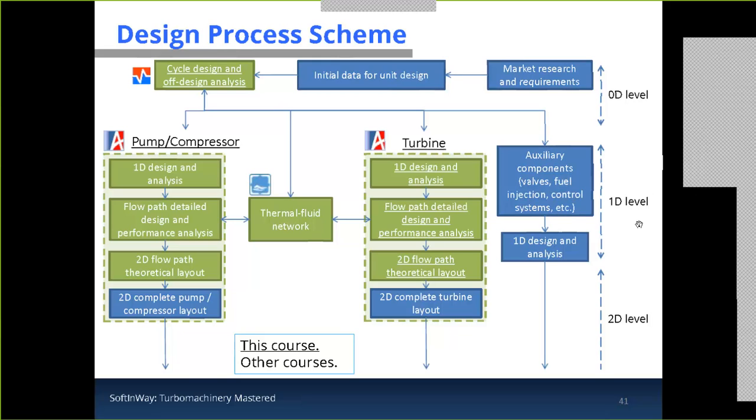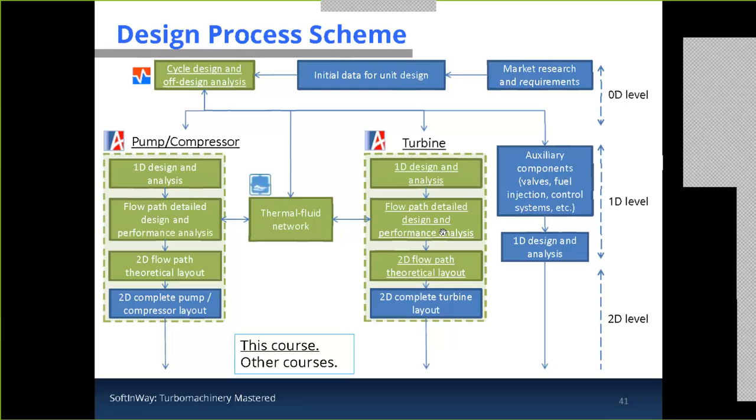So then, at this point, we move on first to the 1D level. Here, the pump, compressor, and the turbine are going to have a similar process, so I'm just going to focus on the turbine. We look at the 1D design and analysis, the flow path detail design, and the performance analysis at design and off-design conditions. This can then be linked with the compressing component in a thermal fluid network software and/or in cycle software as well. This is where we have the double arrow in this case. That's going to allow us to run some iterations for the optimization of the components and the system as well.